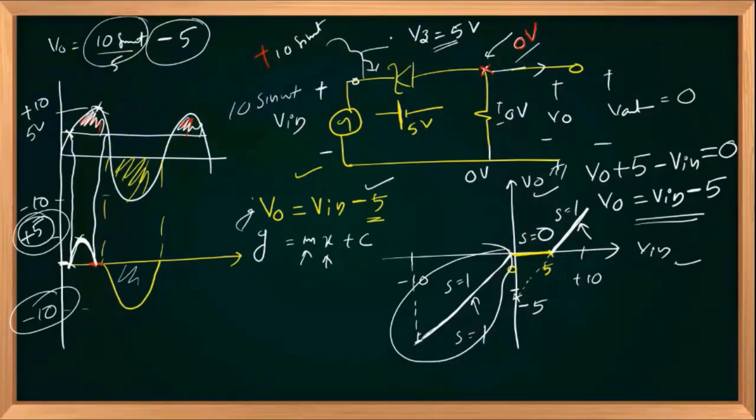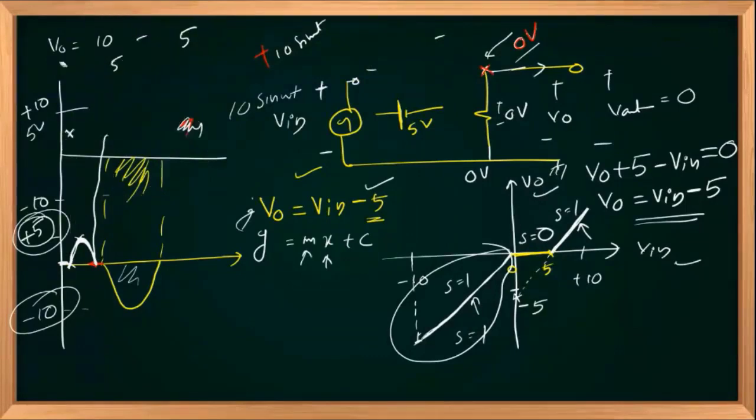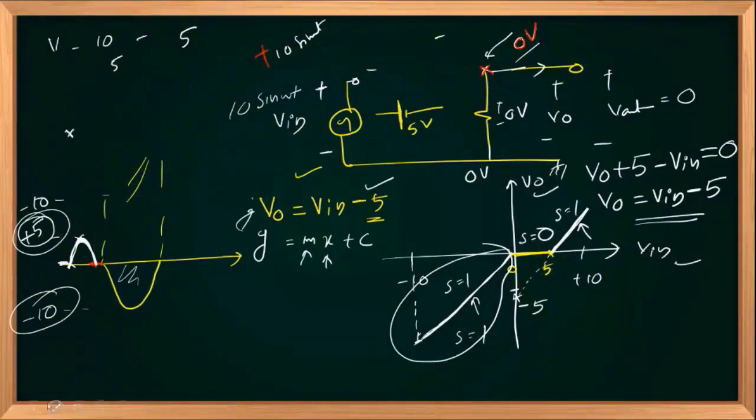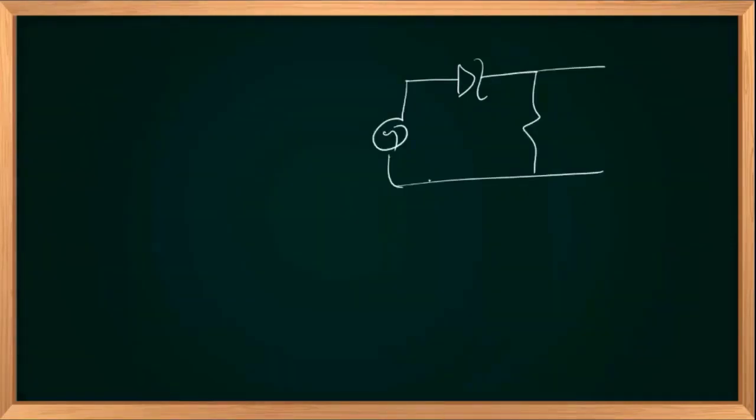If you are connecting your diode the other way, the only difference is that it will be forward biased when input is positive. If you connect your diode like this with the resistance here, and your input is positive, the diode turns on. So V out is equal to V in for positive values of V in. You get a curve like this. This is my V out.